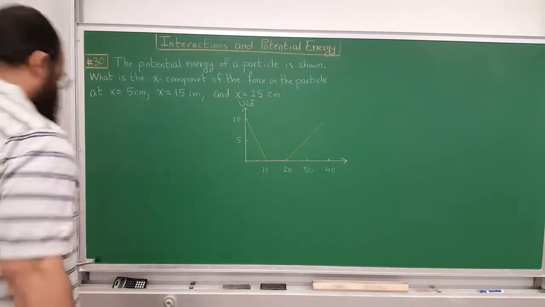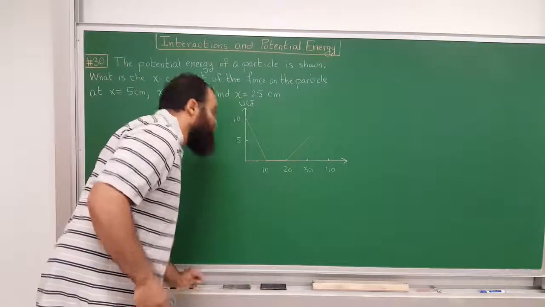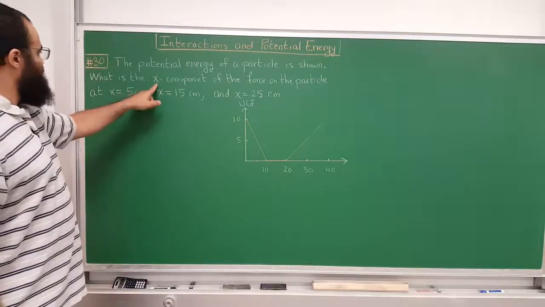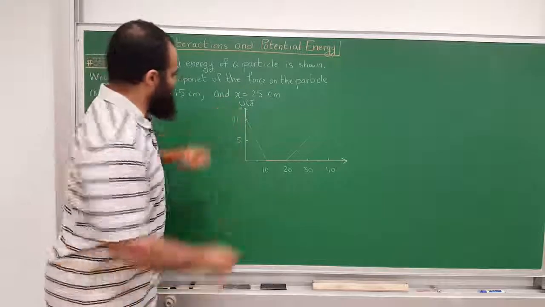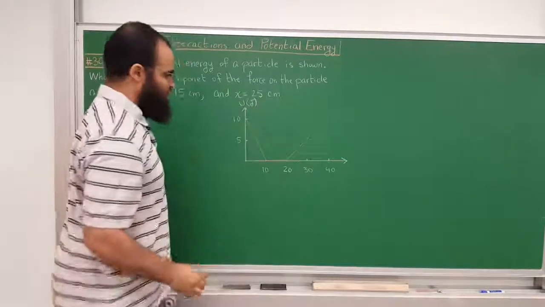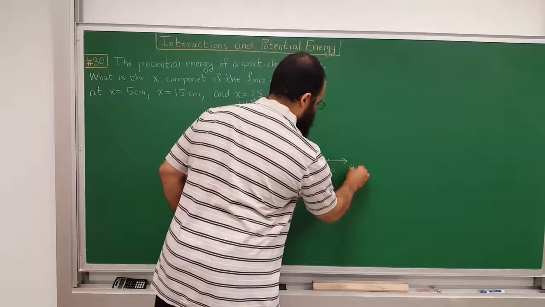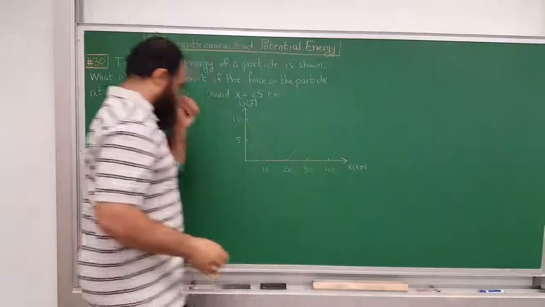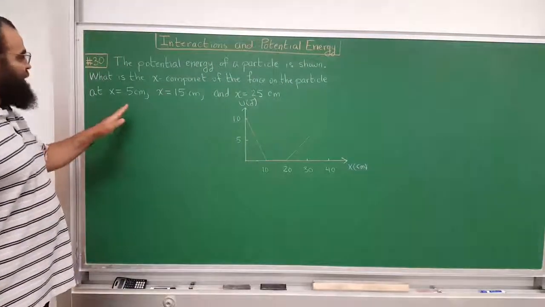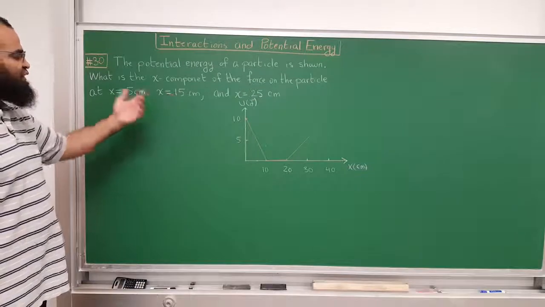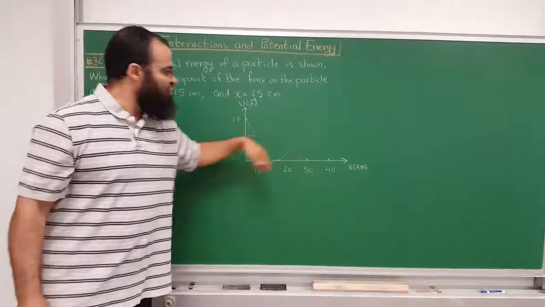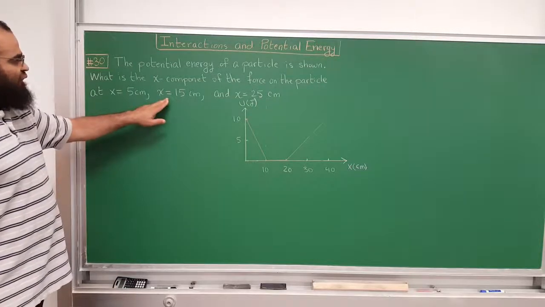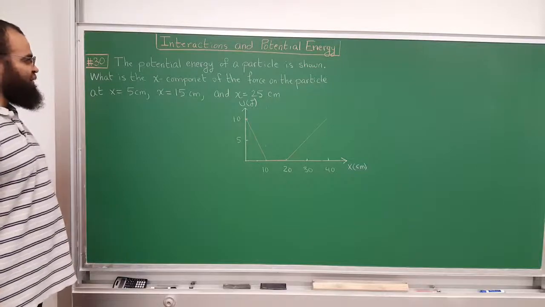So I need a piece of chalk. Yes. We have the potential energy of a particle shown. So here it is. This is the potential energy in joules, and this is x in centimeters. And they ask, what is the force, or the x component of the force? It has to be the x component because we're moving along the x direction, when x equals 5, 15, and 25 centimeters.